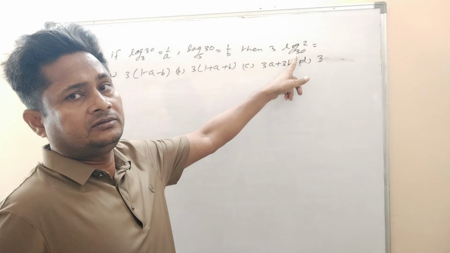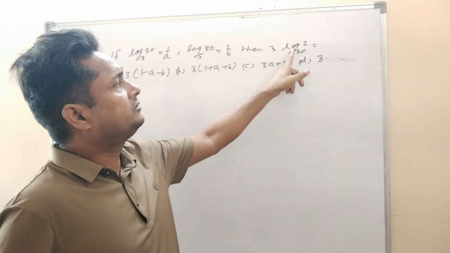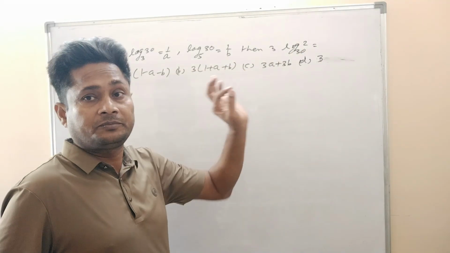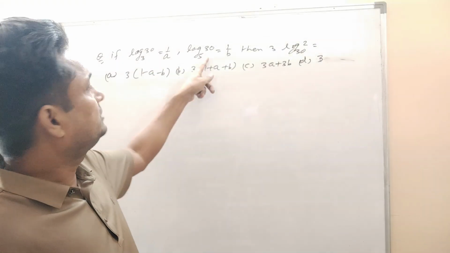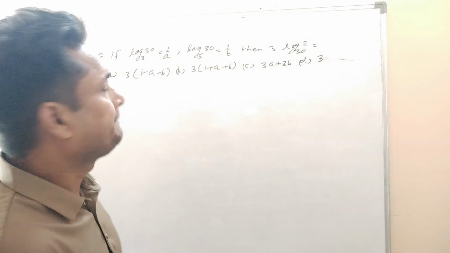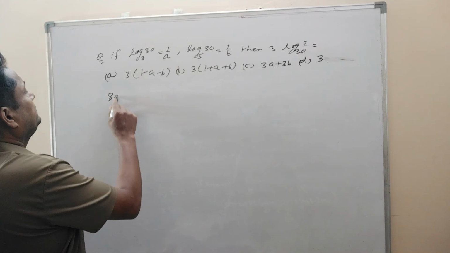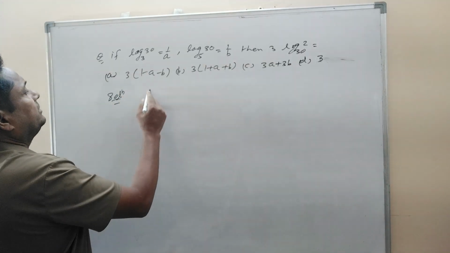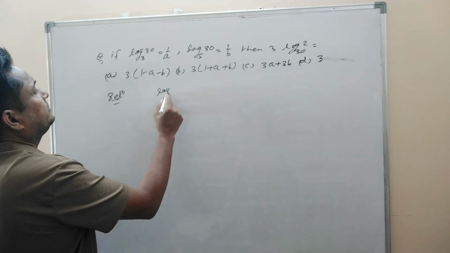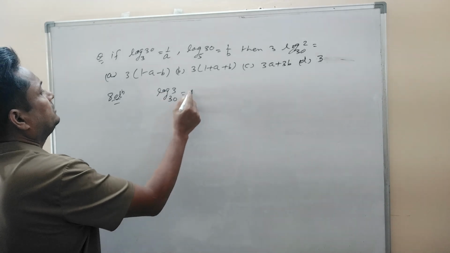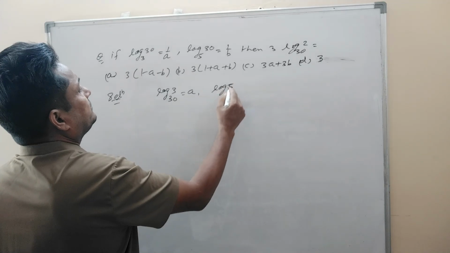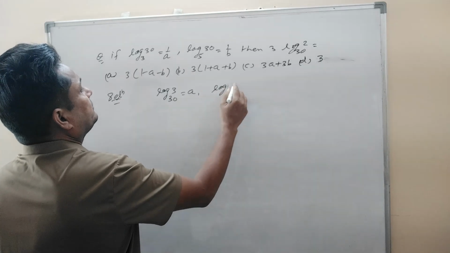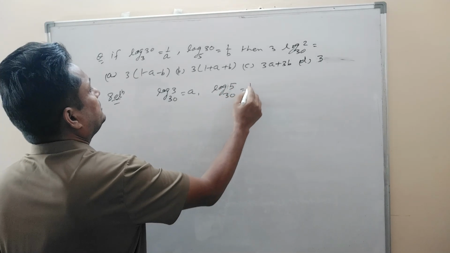Here the term is log 2 base 30. So the base is given as 30. First of all we have to make these in terms of base 30. See here, how will you solve this question? This can be written as log of 3 base 30 is equal to a, and this can be written as log of 5 base 30 is equal to b.